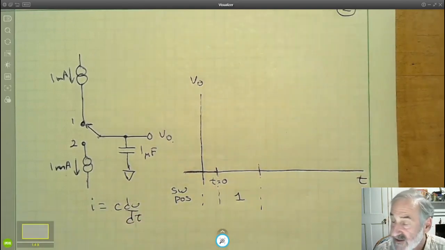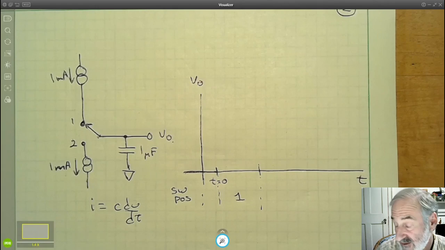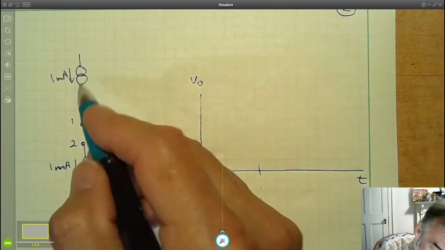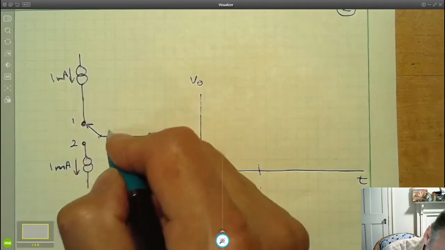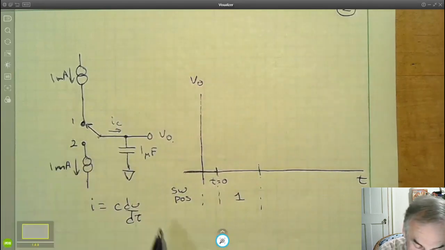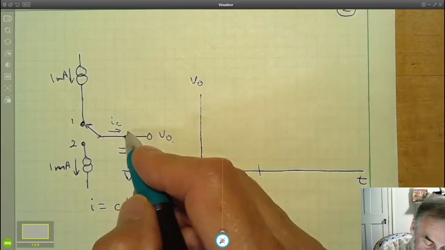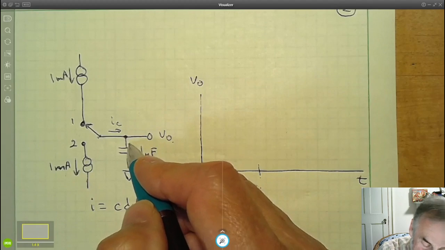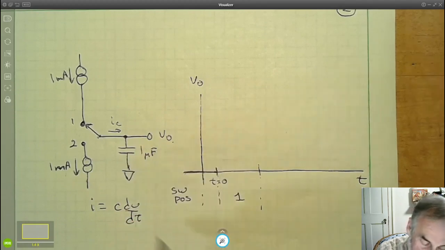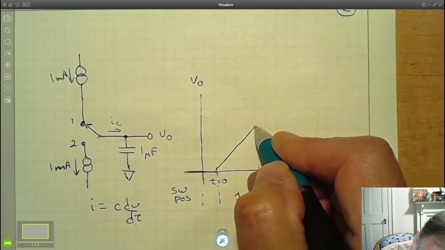And what do we expect? How do we expect the capacitor voltage to change or not? Well, I sub C is constant. It's 1 milliamp. C is constant. That means dV/dt is constant. And since current is flowing into this capacitor, this side of the capacitor has to be getting more positive than that side. If dV/dt is constant, it means the voltage goes up linearly.